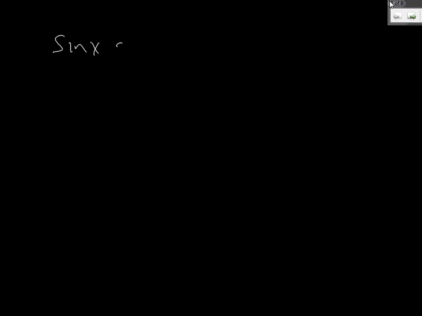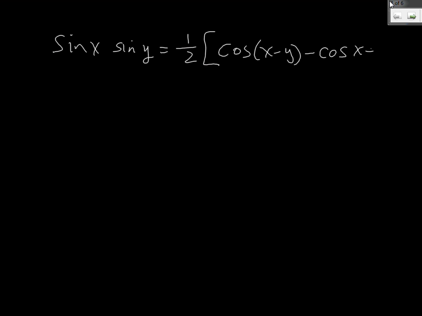In this video, we're going to do some product to sum rules. The first one is going to be the fact that the sine of x times the sine of y is nothing more than 1/2 the cosine of x minus y minus the cosine of x plus y.